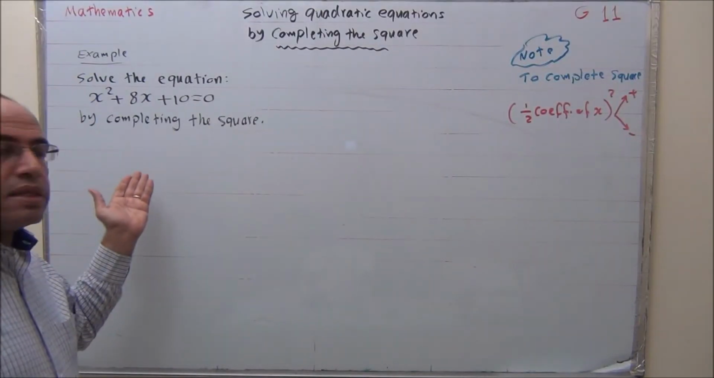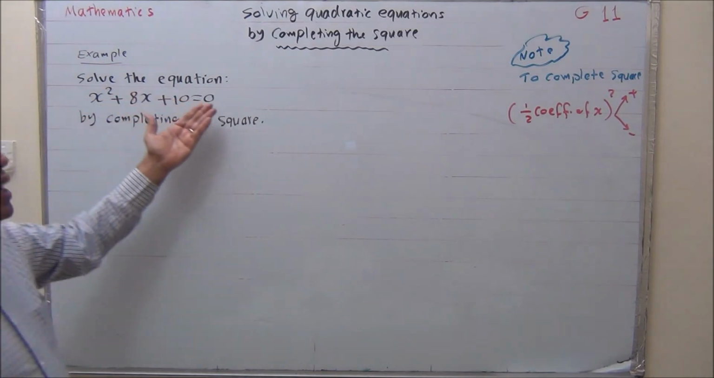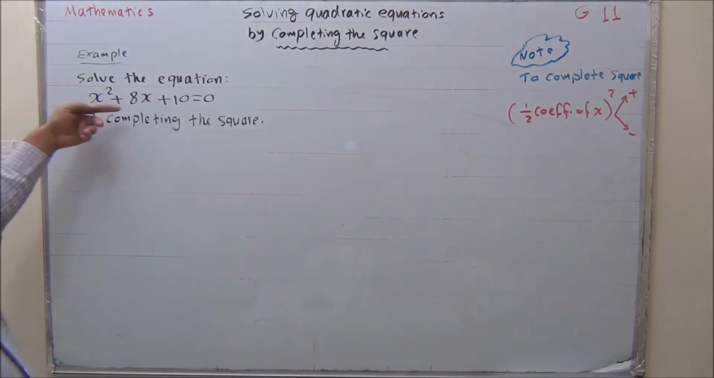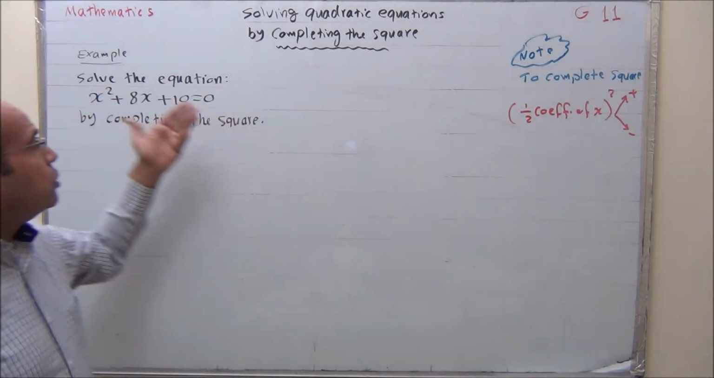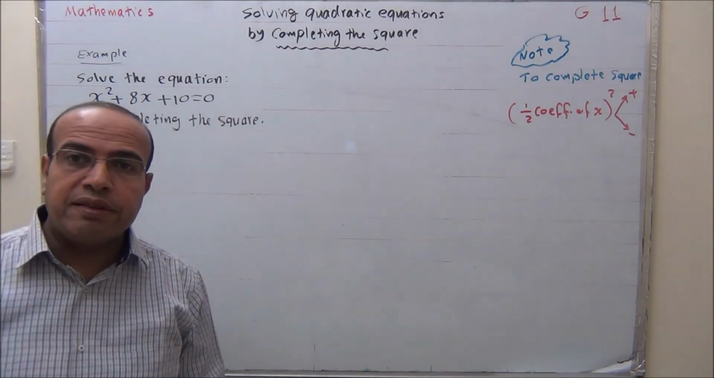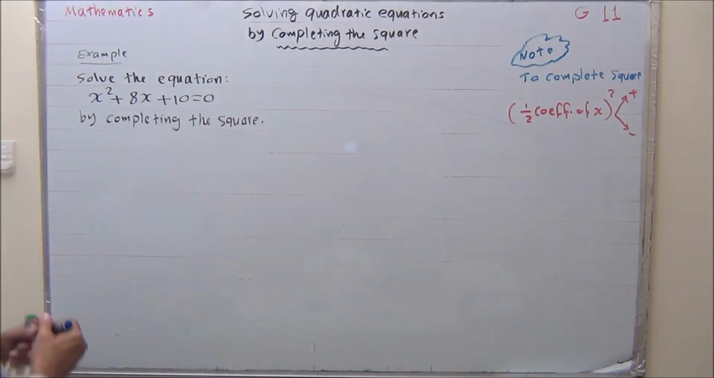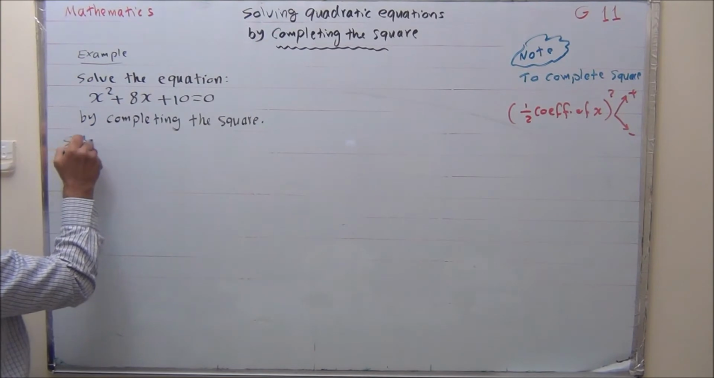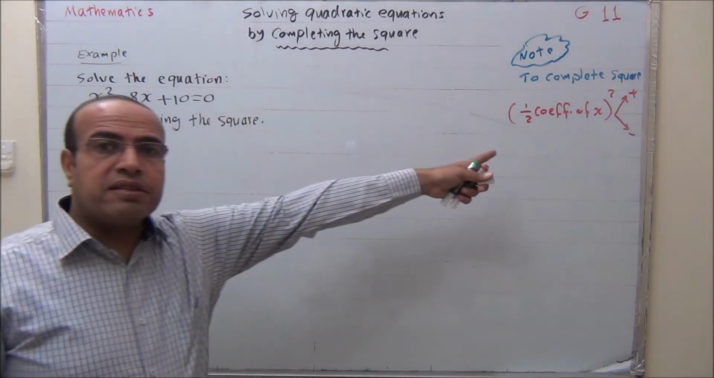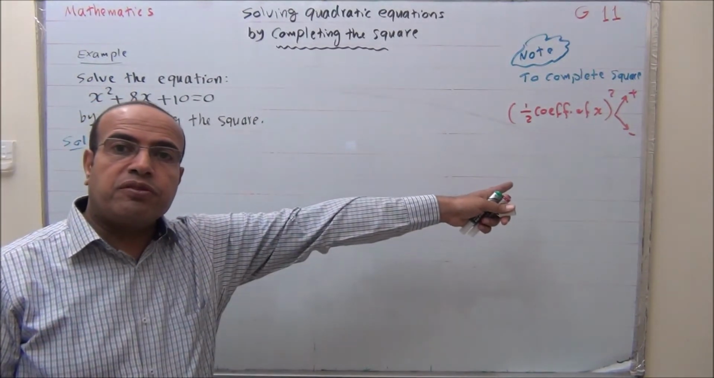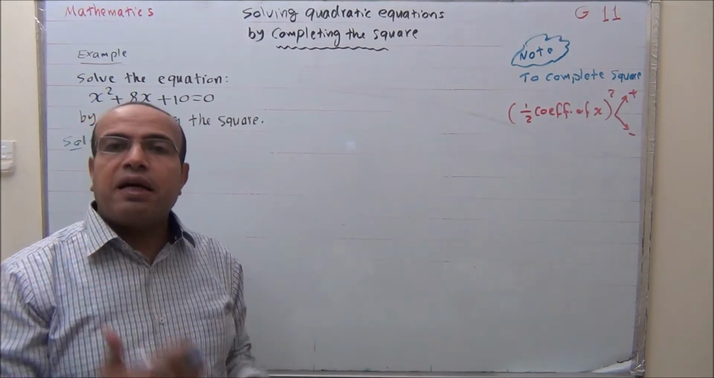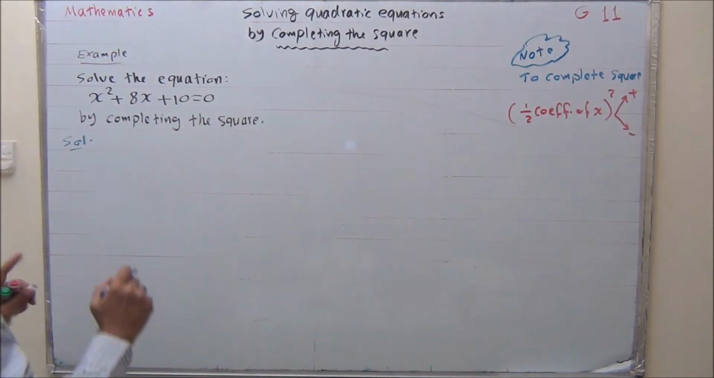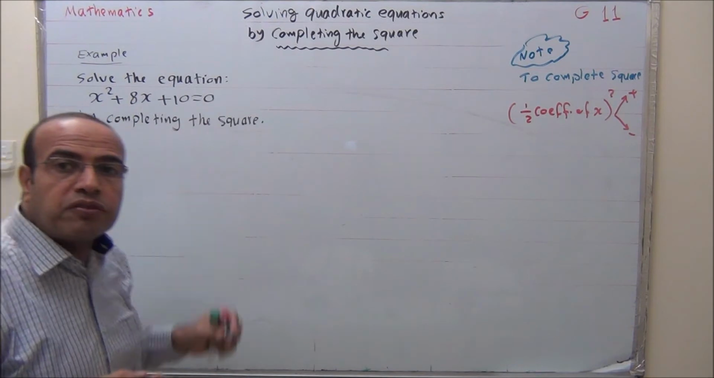We take another example. Let us see this example. Solve the equation. Now this is an equation because it's equal. Solve the equation by completing the square. So, how to solve this? We use the way of completing the square. Half coefficient of x, square, add and subtract. It's easy.